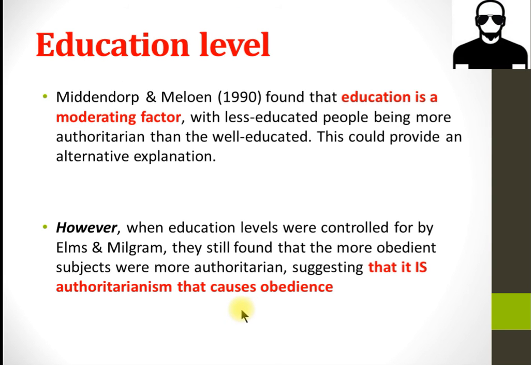However, it's worth noting that 35% of participants did not obey, and that can't be down to situational factors. That is likely dispositional. Middendorf and Malone, 1990, found that education is a moderating factor, with less educated people being more authoritarian than the well-educated. This could provide an alternative explanation. However, when education levels were controlled for by Elms and Milgram, they still found that the more obedient subjects were more authoritarian, suggesting that it is authoritarianism that causes obedience.